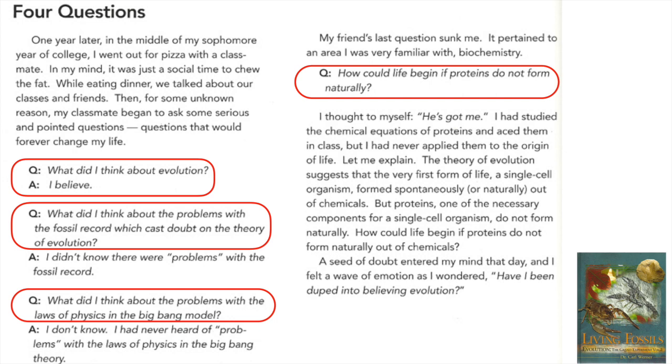What happened to him? You know, when he was 19, he was an evolutionist. He had walked away from God for the most part and his family, just doing what the world wants. And he went out to pizza with a friend. And that friend asked him 4 questions that changed his life. And questions are very powerful.